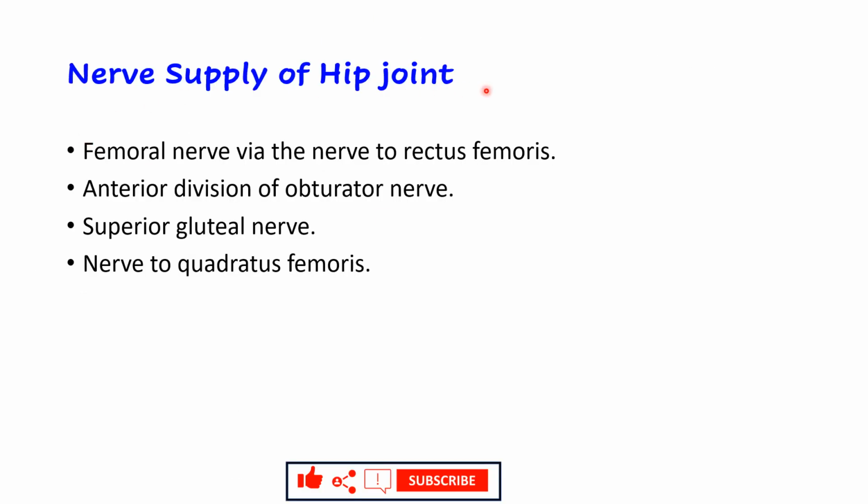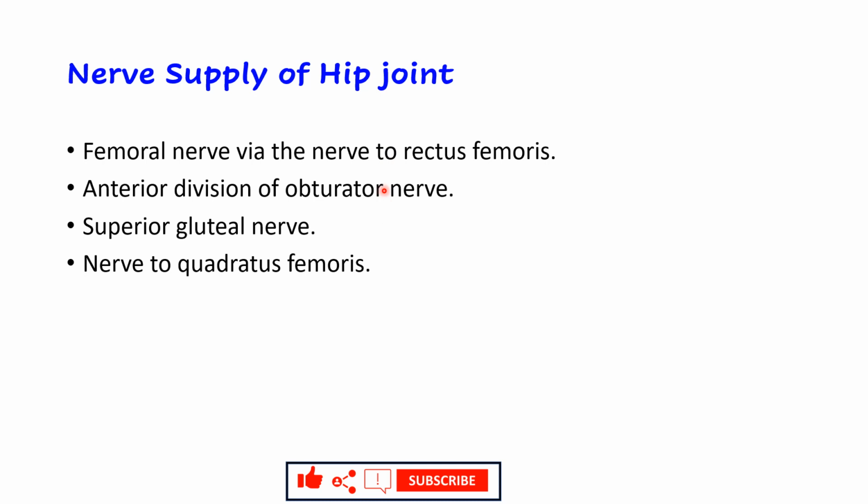Nerve supply of hip joint. The nerves which cross the hip joint, they will obviously supply this. So we have four such nerves: femoral nerve via the nerve to rectus femoris, anterior division of obturator nerve, superior gluteal nerve, and nerve to quadratus femoris.